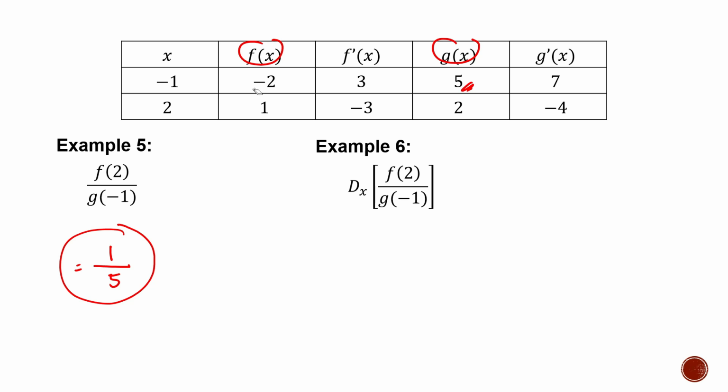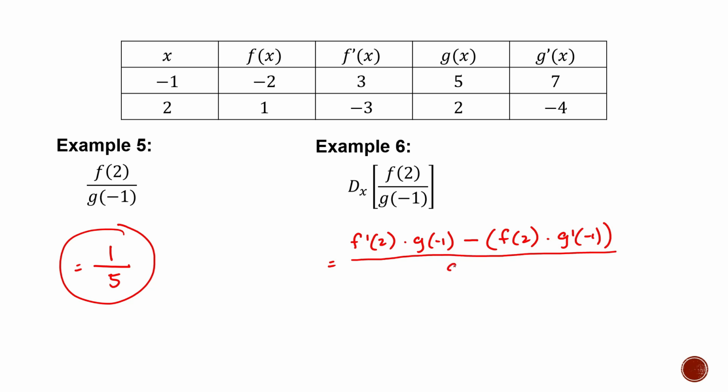Now it's going to be different if you have the d/dx there. That means we need to find the derivative of that. Now how are we going to do that? We will apply the quotient rule, obviously. So f prime of 2 times g of negative 1 minus f of 2 times g prime of negative 1, all over g of negative 1 squared.